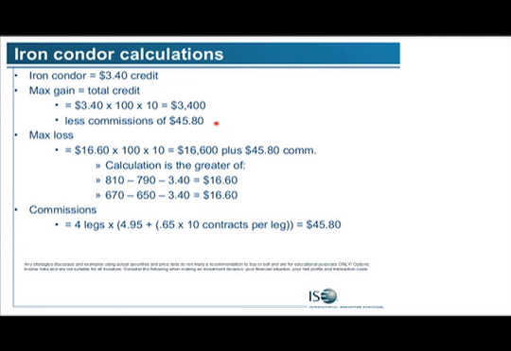Now, on the loss side, how do we calculate that? Well, we need that $340 credit that we calculated that's from the potential max gain, and we deduct that from the greater distance between the strike prices. Let me go up a minute.